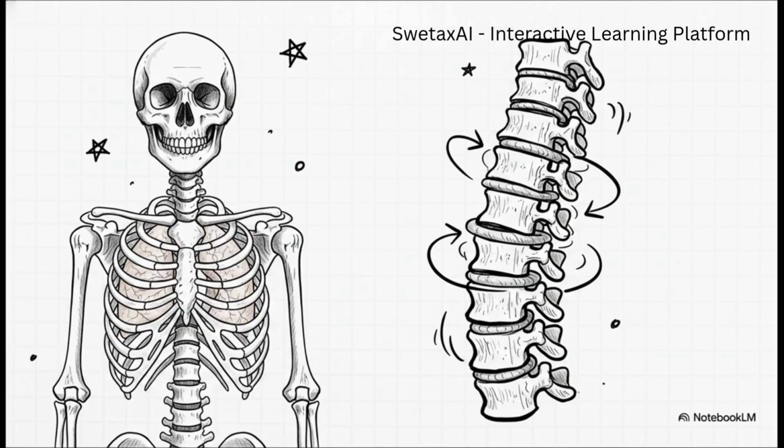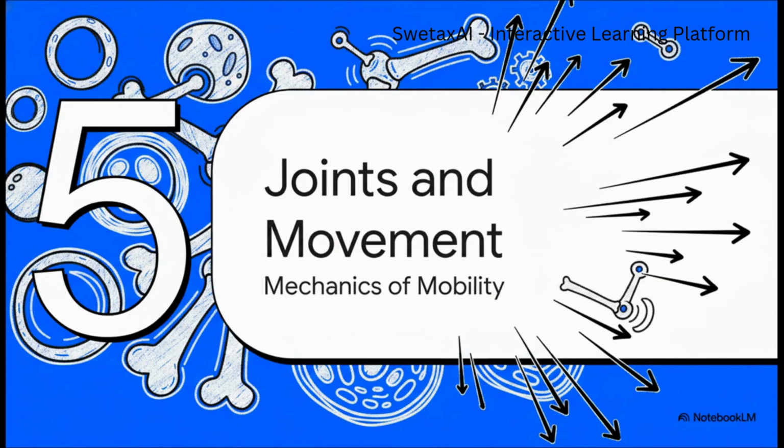The backbone isn't one solid pipe of bone. It's actually made of individual vertebrae stacked with specialized cartilage discs in between them. That cartilage gives our backbone its necessary flex. But flexibility alone isn't quite enough to create motion. That brings us to our final stop, section 5, joints and movement.